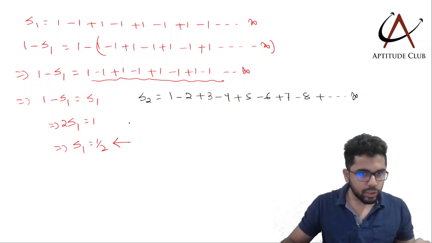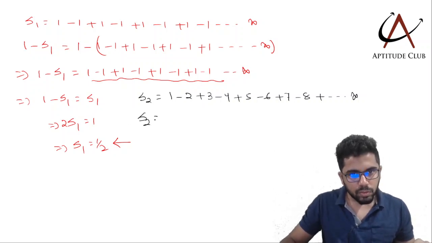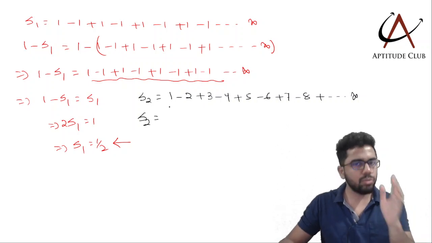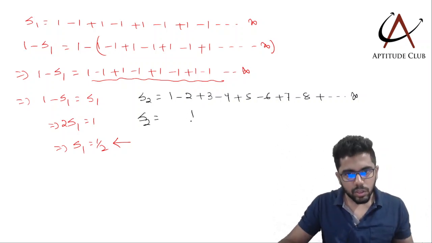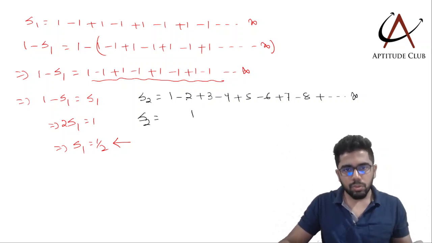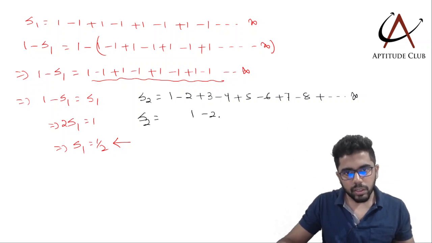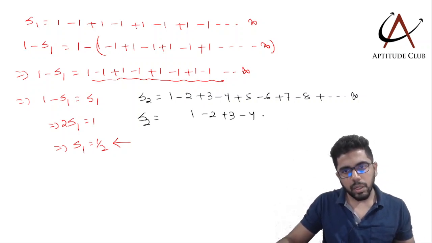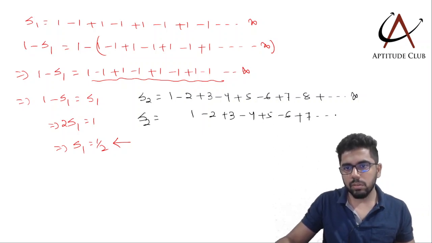So once you write S2, I can again write S2 in this way also. I'll write the same S2 just leaving one place. If we write it one step shifted, then under the 2 we have 1 -2 +3 -4 +5 -6 +7 and so on till infinity.